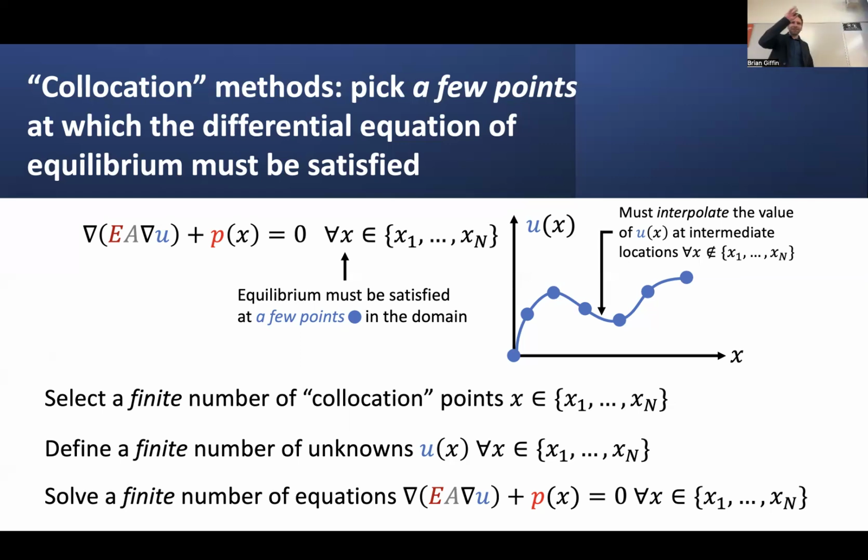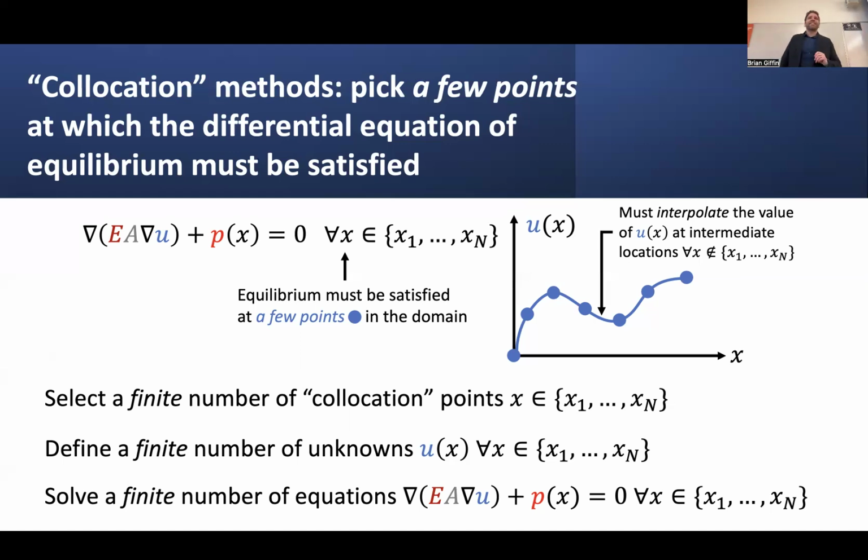So I'll pick some discrete number of points, x1 through xn, some collection of points as shown here, and I'll come up with a discrete set of unknowns representing the displacement at each one of these points, and a discrete number of equations corresponding to this statement of equilibrium just evaluated at each one of these different points. That's at least a simplistic approach to try to solve this problem, right? And it seems like it should work.